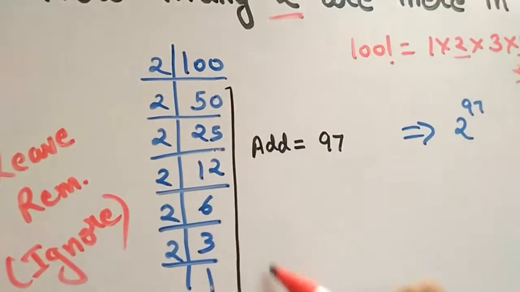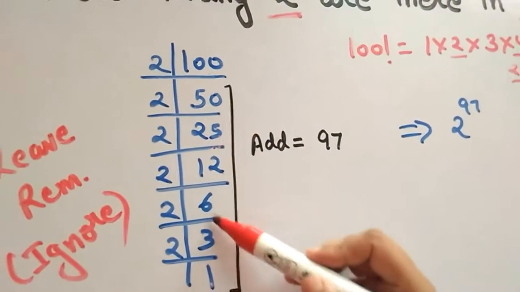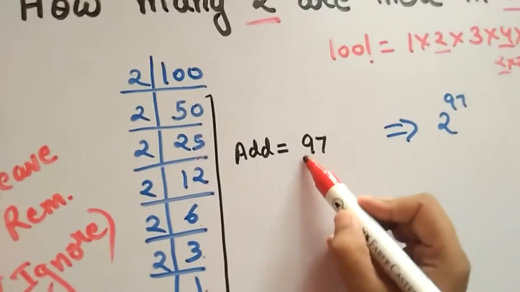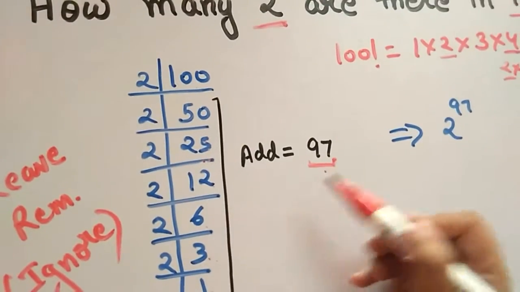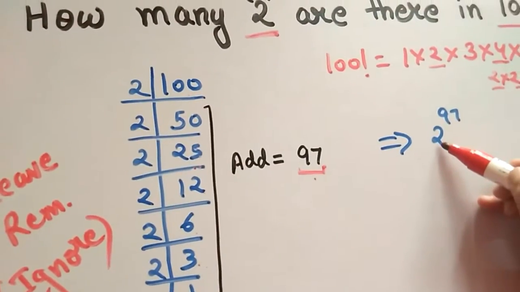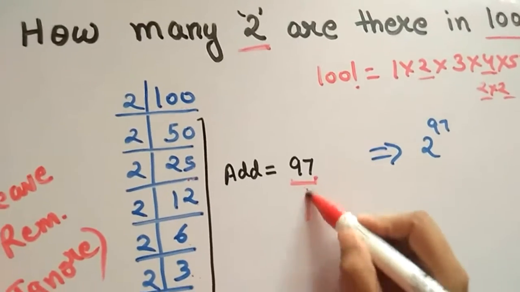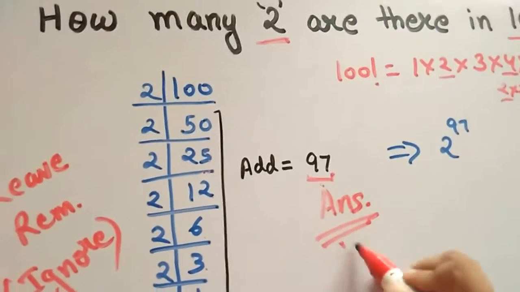Now just add all this: 50 plus 25 plus 12 plus 6 plus 3 plus 1. You will get 97, and this is your answer. How many 2s are there in 100 factorial? 97 2s are there in 100 factorial. This is your answer.